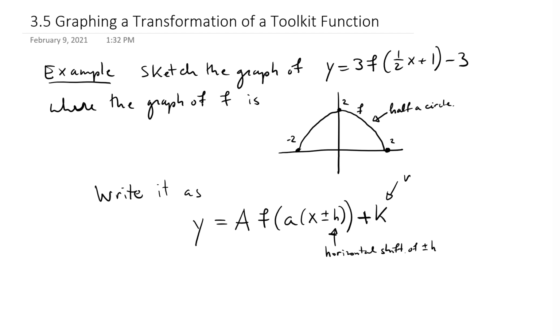The k is going to be a vertical shift of k. So if it's plus 2, you go 2 up. If it's minus 3, you go 3 down.